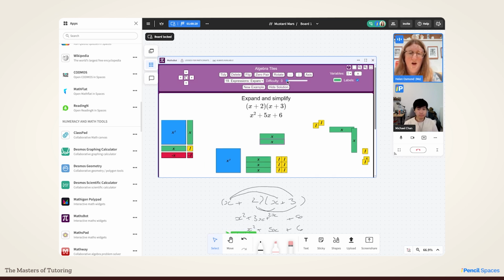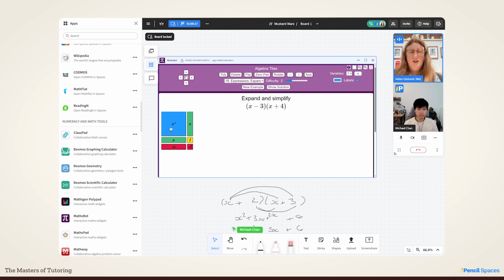example, let's take up the difficulty a little bit. So if I was teaching this one, I've got negative numbers, an x minus 3 here. Here we go, 1, 2, 3. So these are representing the minus numbers. And on the down, I've got x and I've got 4.